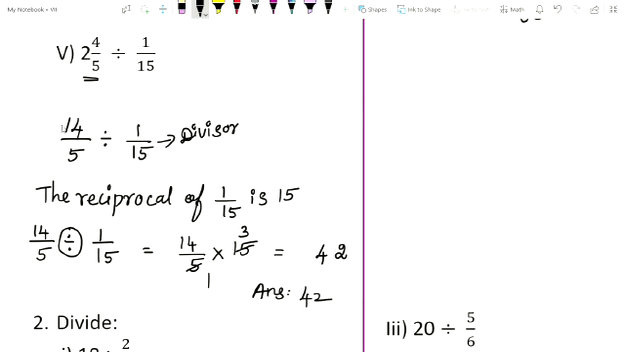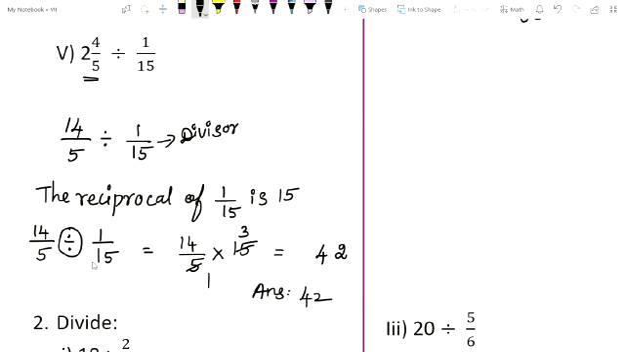1 and 4 by 5 divided by 1 by 15. Here 1 by 15 is the divisor. So we have to take the reciprocal of the divisor. The reciprocal of 1 by 15 is 15.